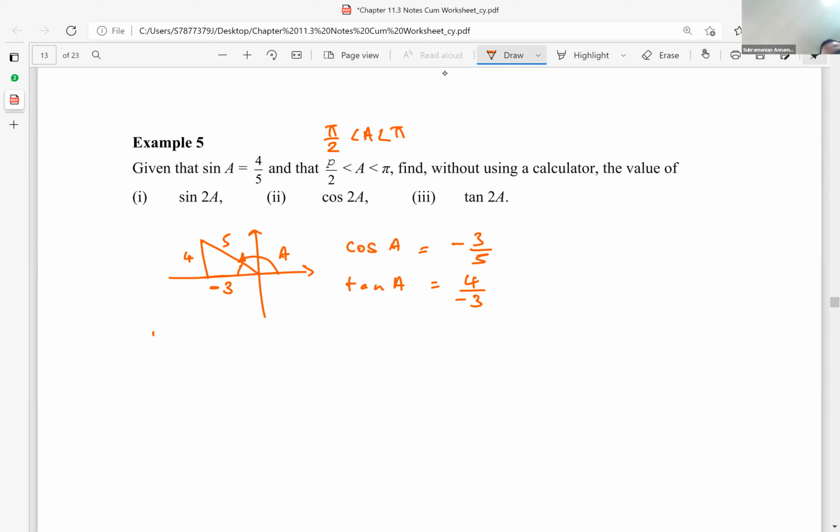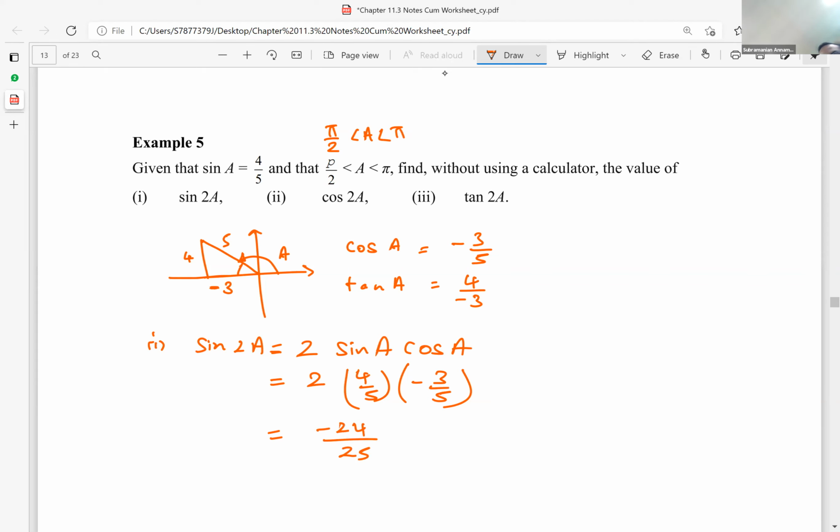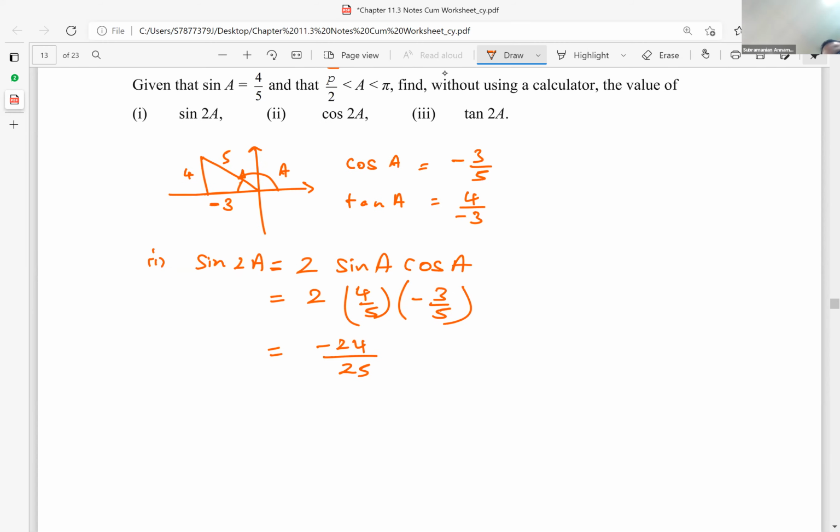So what is sine 2A? Remember, we already did the formula, right? This one you have to memorize. It comes with experience. So 2 sine A cosine A: sine A is 4 over 5, and cosine A is negative 3 over 5. This would give me negative 24 over 25. Okay, guys? Part 2.